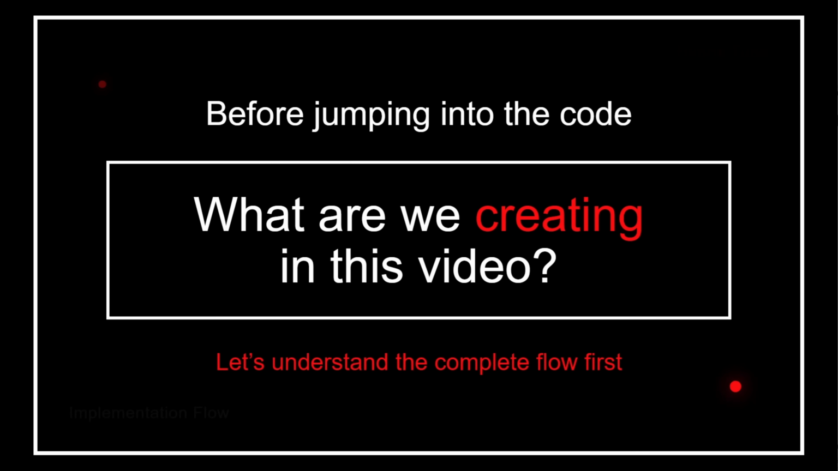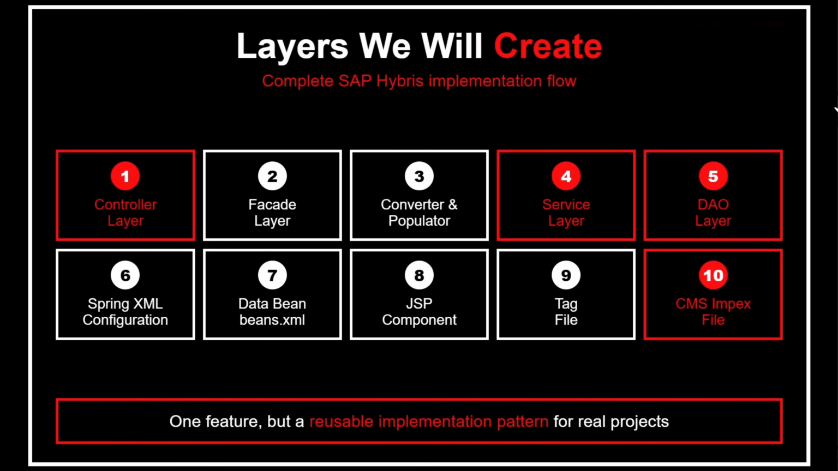In this implementation, we will create these layers: controller layer, facade layer, converter and populator layer, service layer, DAO layer, Spring XML configuration, data bean configuration in beans.xml, JSP component, tag file, and CMS Impex files. This is a very good practical example because this kind of flow is commonly used in real Hybris projects. Using this example, we will discuss each layer in detail.